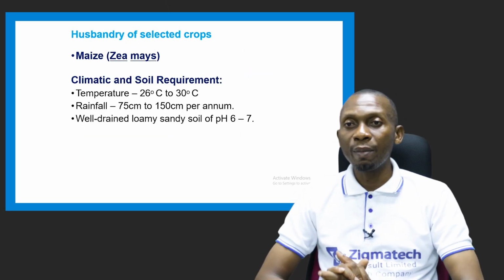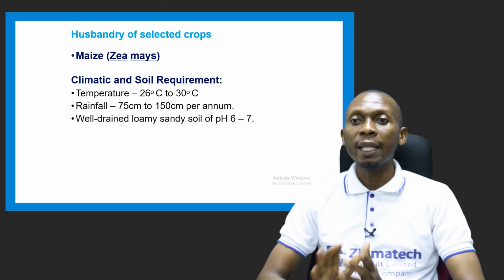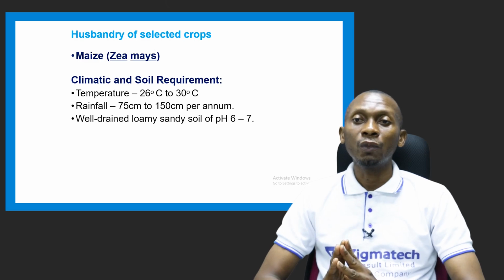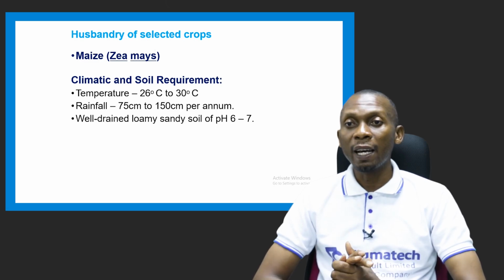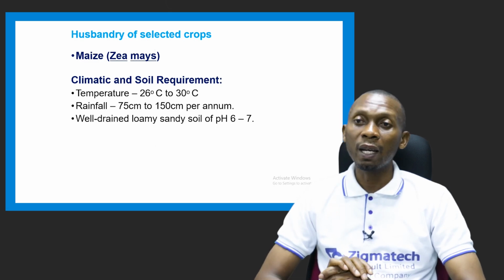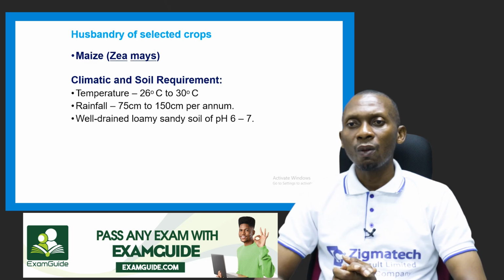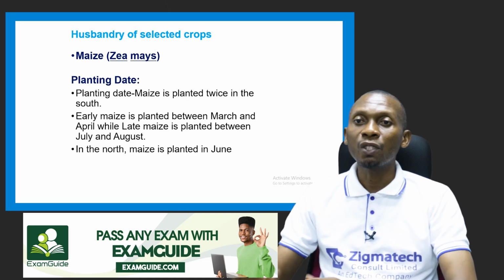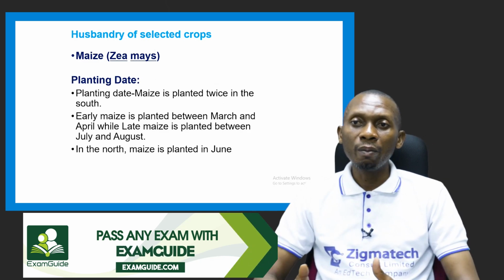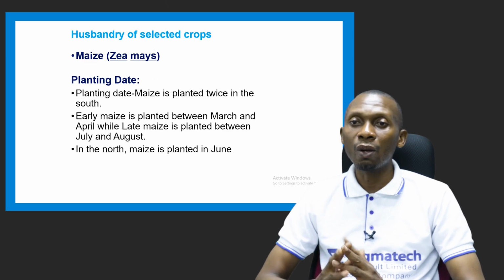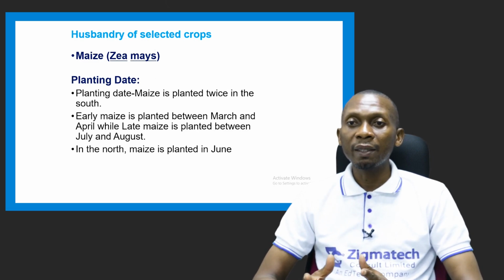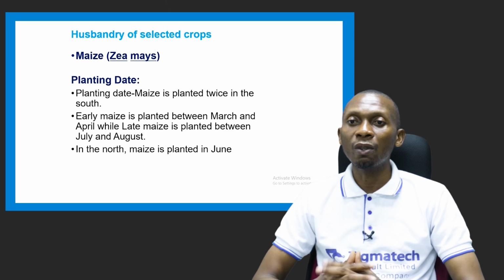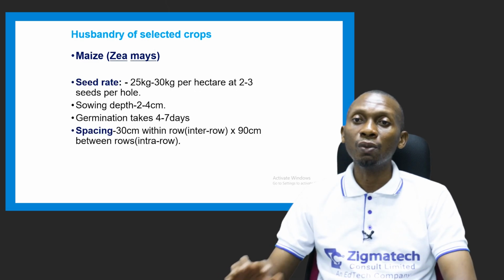The climatic and soil requirement for maize: for temperature, it has to do with 26 degrees Celsius to 30 degrees Celsius. And the rainfall is 75 centimeters to 150 centimeters per annum. Well-drained loamy sandy soil having a pH of 6 to 7 is required. Now the planting date, maize is planted twice in the south. Here we have the early maize and the late maize. The early maize is planted between March and April, while the late maize is planted between July and August. While in the north, maize is planted in June.